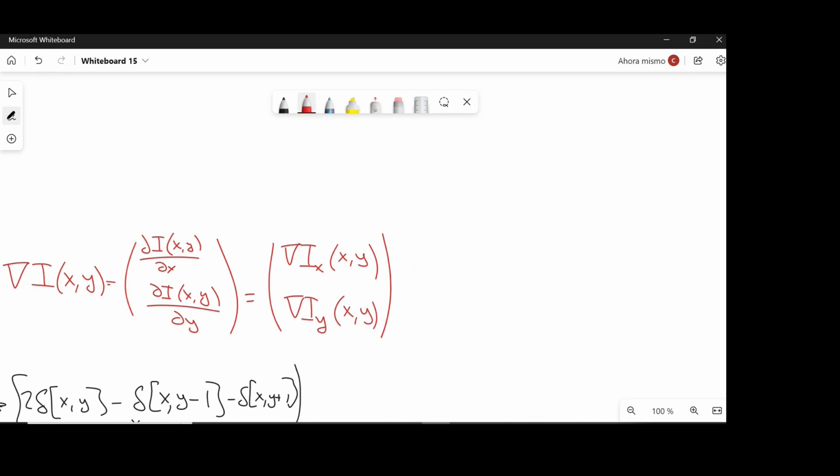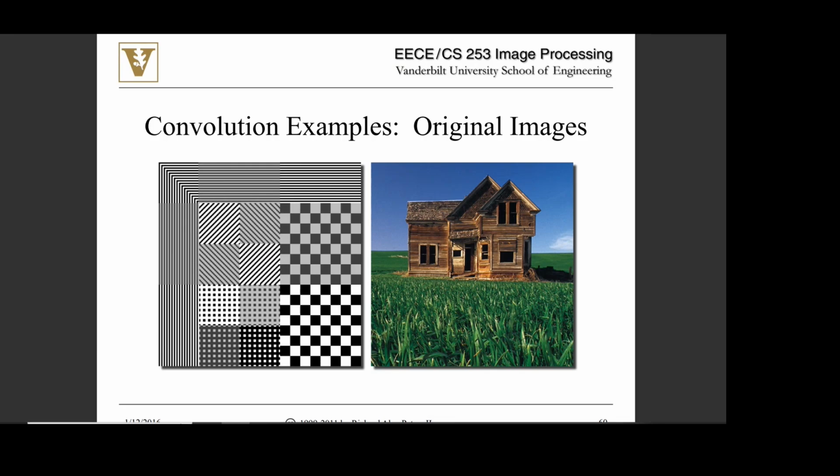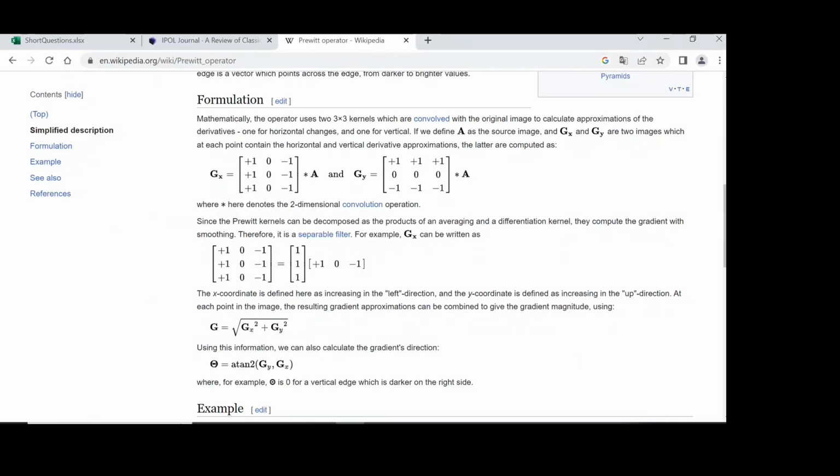I will drop the location. So the module is the square root of the derivative of x squared plus the derivative of y squared. That is what Prewitt is doing. Prewitt has defined a way of approximating the derivative. It has the shape of the derivative, but in the other direction it is an average.